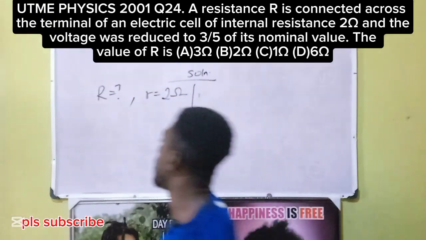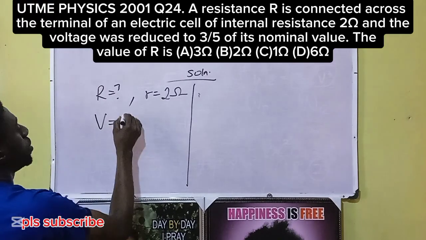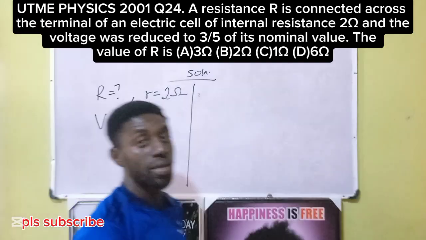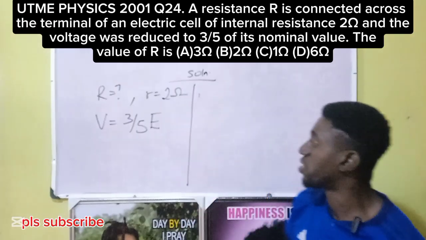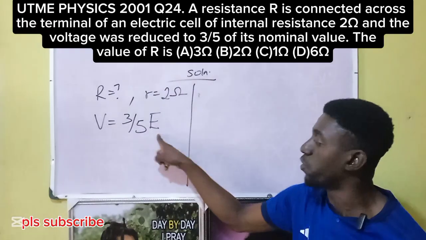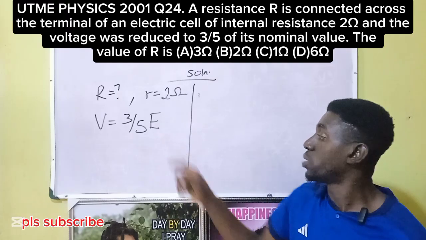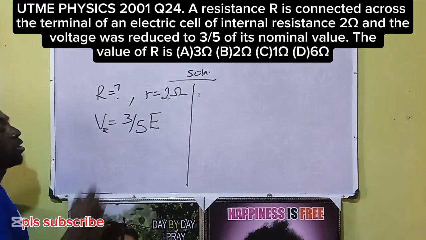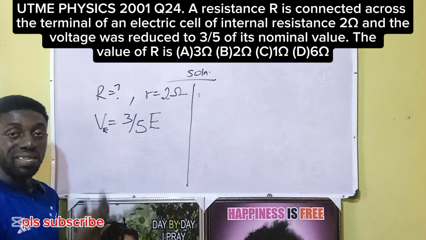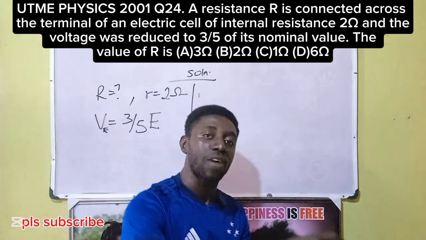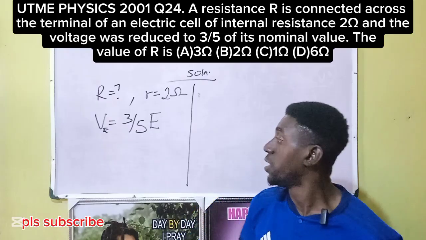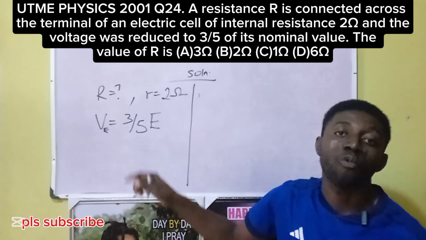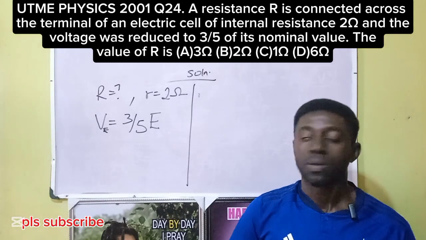This is the EMF. Therefore, voltage is 3/5 EMF. That's the nominal value. This is the voltage that enters the circuit, the driving force that will enter our circuit. Let's call this the external potential difference, the one that comes outside from the cell to enter the circuit. Then if 3/5 enters the circuit, that means 2/5 is wasted inside the cell.